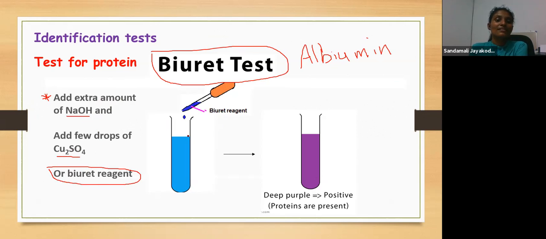So it is a combination of both sodium hydroxide and copper sulfate.